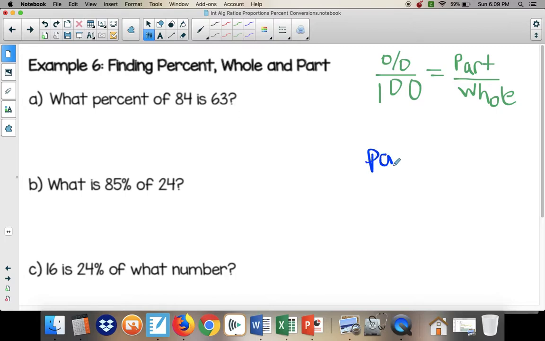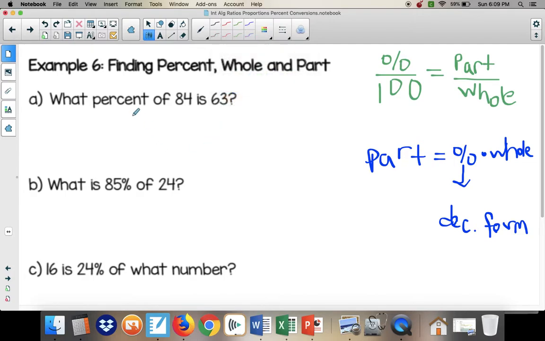Part equals percent in decimal form times whole. So there you go.